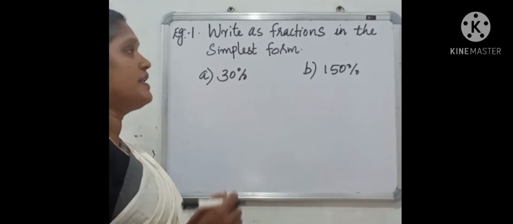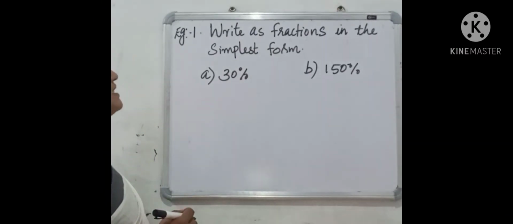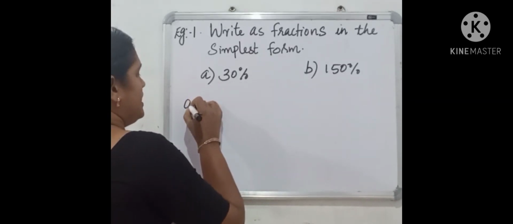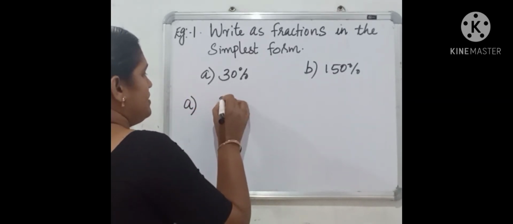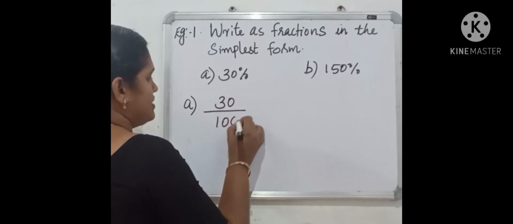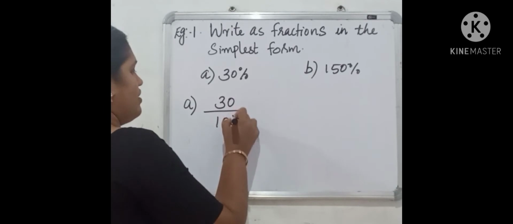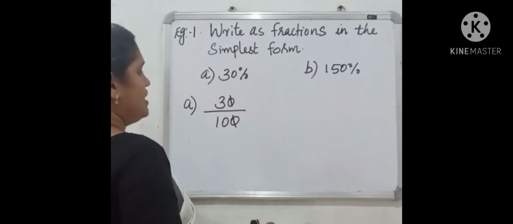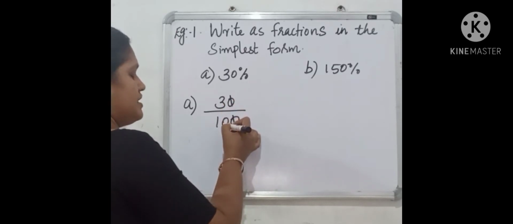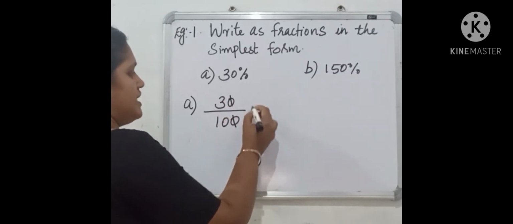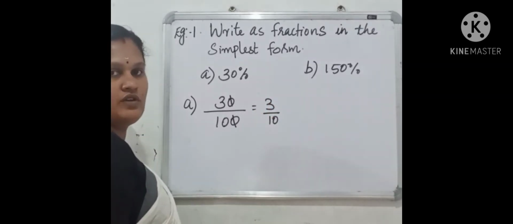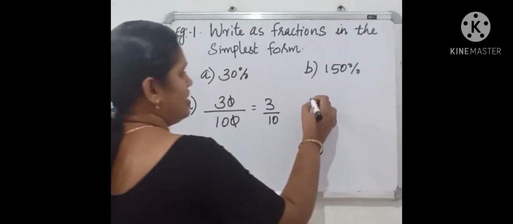Okay. Next, example 1. Write as fractions in the simplest form. First one, 30%. 30% we can write as 30 by 100. Okay. We can cut both zeros. Then 3 by 10. There is no common factor between 3 and 10. So 3 by 10 is the simplest form. Okay.